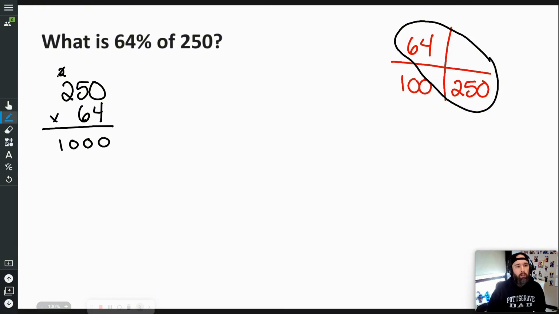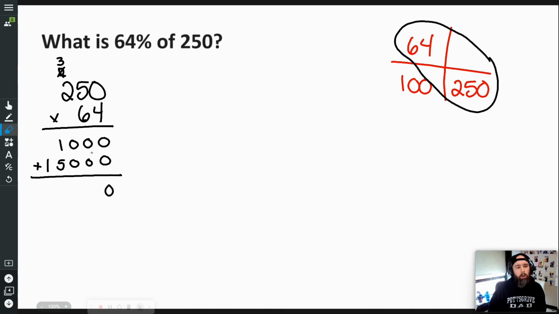Since we're done with the 4, let's get rid of that little 2 up there. Now let's move over to the 6. Put down your 0 first, then we can get started. 6 times 0 is 0. 6 times 5 is 30. So write out your 0, carry the 3. 6 times 2 is 12. 12 plus 3 is 15. Write out your 15. We're going to add these guys up.